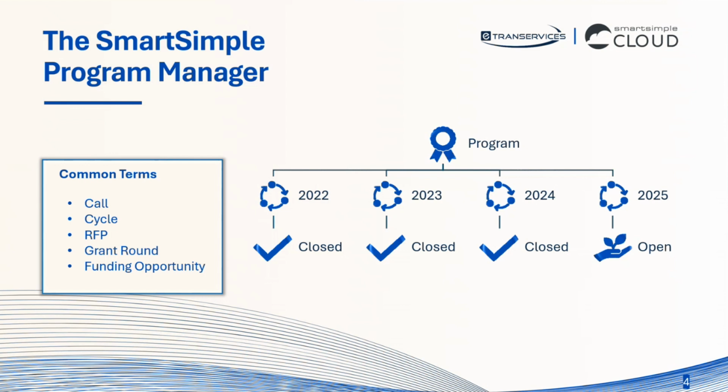The SmartSimple Program Manager has a hierarchical structure. Programs can typically span multiple years or application cycles. For every program, you can have multiple cycles or calls for application. A call for application is just a way for organizations to announce that they're ready to accept grant applications for a specific program. Some other common terms that you may be familiar with are cycle, RFP, grant round, or funding opportunity. For this webinar, we're going to use the term call since that's what our demo system uses.